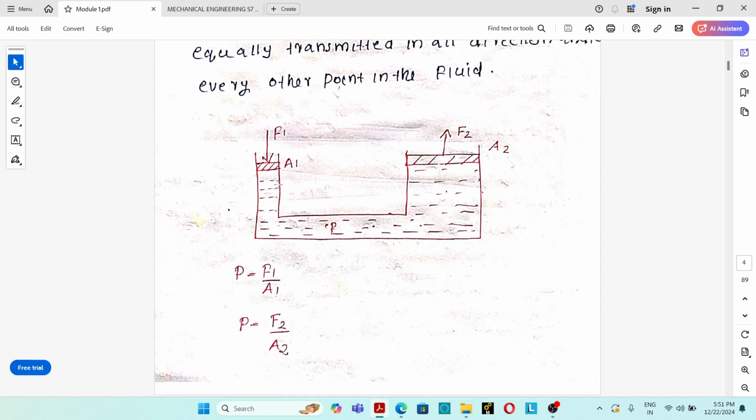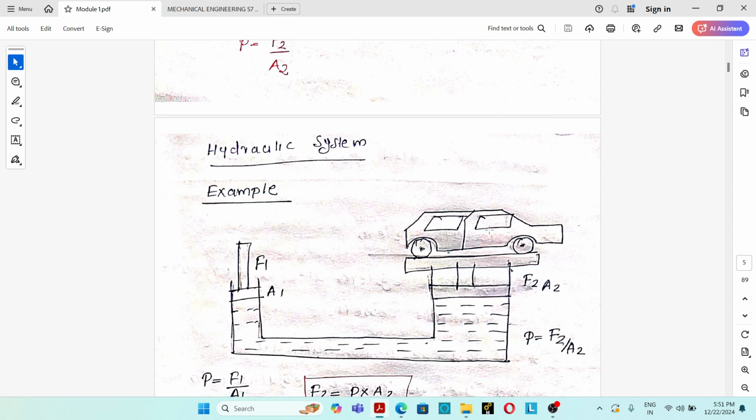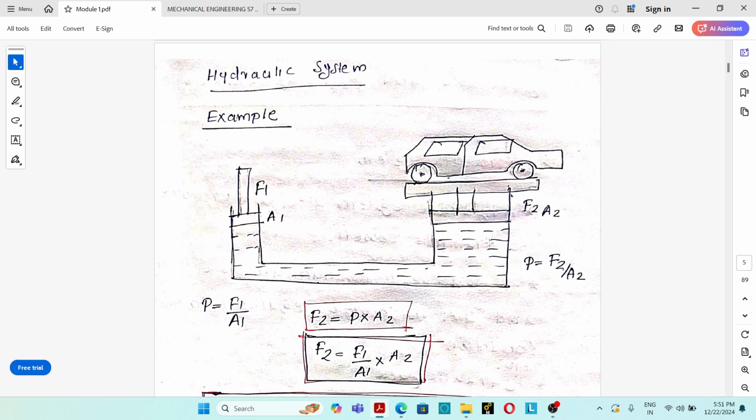For example, this is a hydraulic chamber. Here the area will be A1 and here the area will be A2. If you apply force F1 here, force F2 will be produced, and the pressure developed will be the same. F2 will be greater than F1 as the area A2 is greater than A1. This Pascal's law is commonly used in the hydraulic jack.